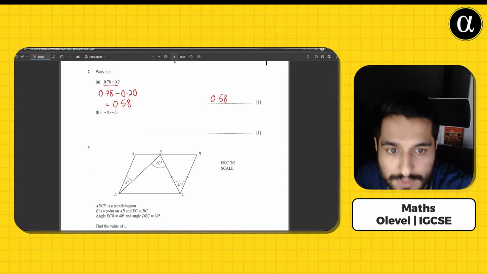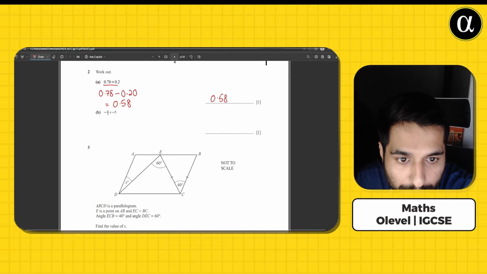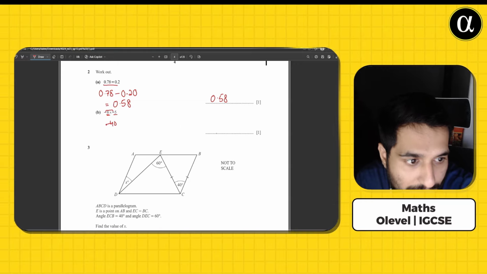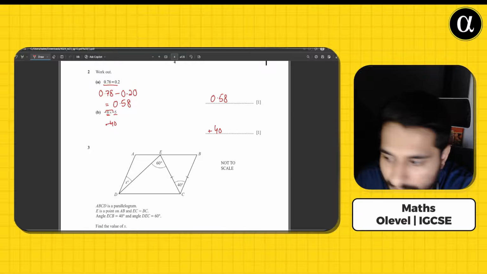The next part states we are supposed to multiply 8 and 5 but with a negative sign. So 8 times 5 gives us what? That gives us 40, and minus and minus should be a positive sign. So the answer should be plus 40, right?